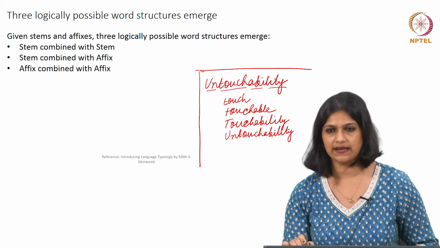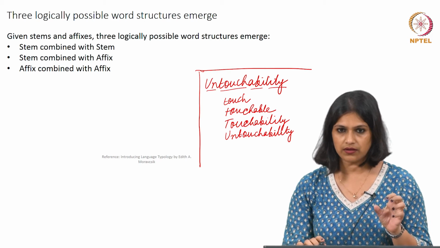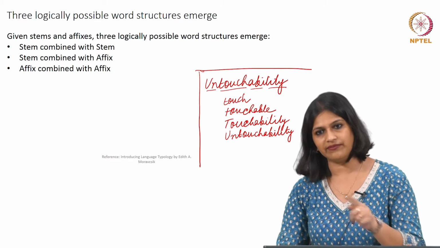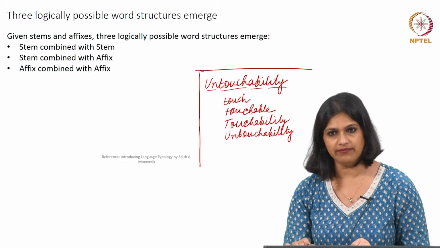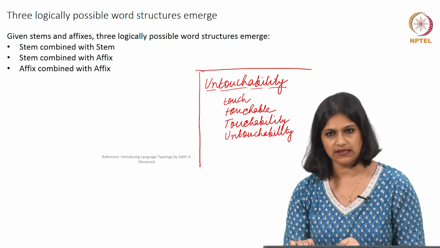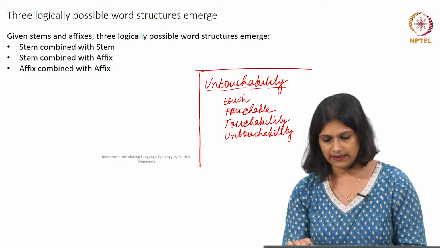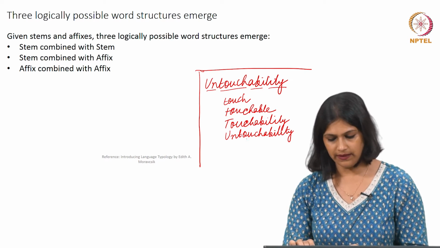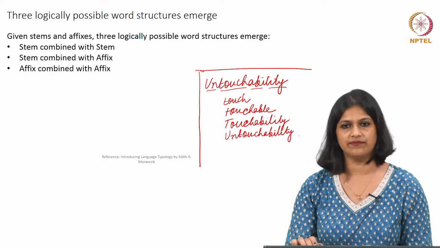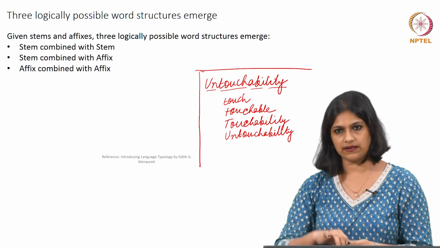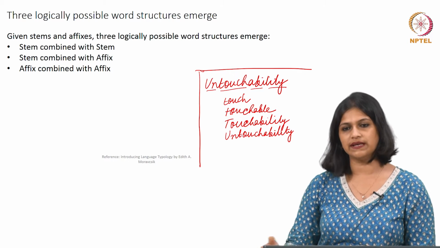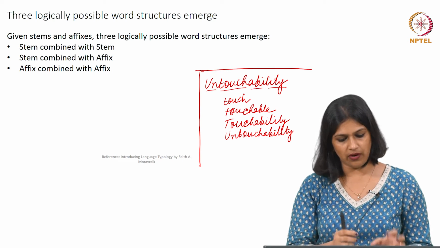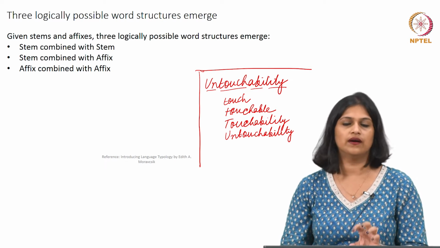From touch we get touchable. The part of the word that can host a bound morpheme is treated as the stem for that bound morpheme. So, touch is the stem for able. In touchable, touch is the stem. In touchability, touchable is the stem for ity. And in untouchability, the entire touchability can be the stem for un. You can keep on adding morphemes and keep on creating stems. So, what is a stem then? A morpheme or a part of the word which can actually host another morpheme.